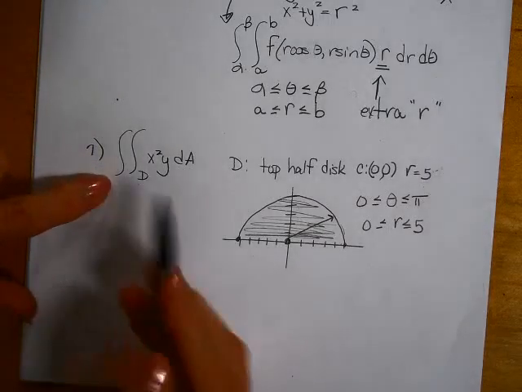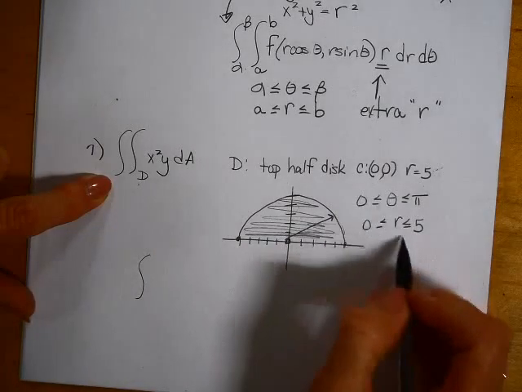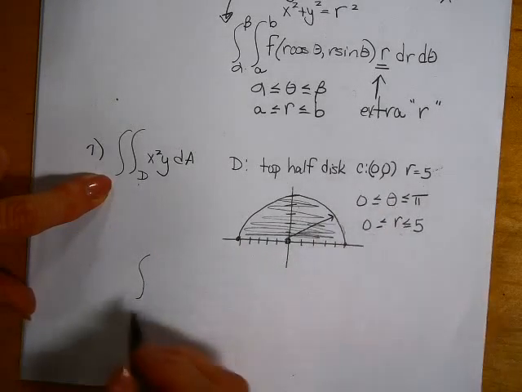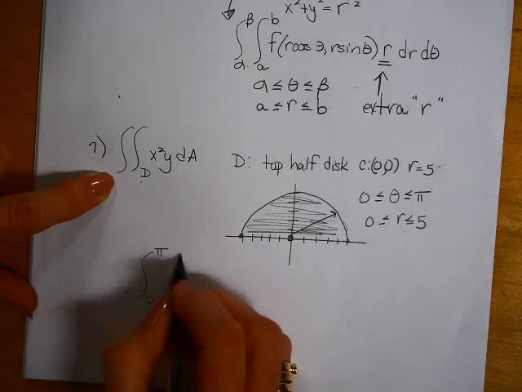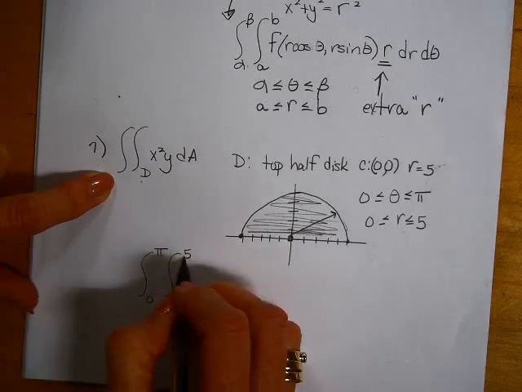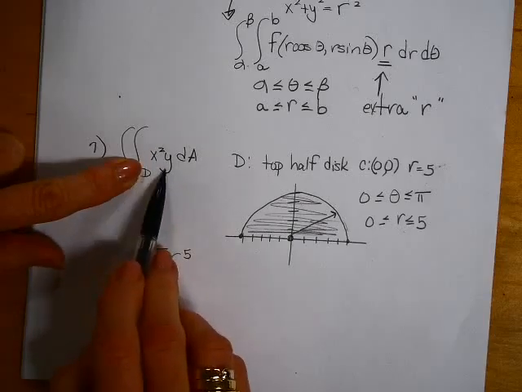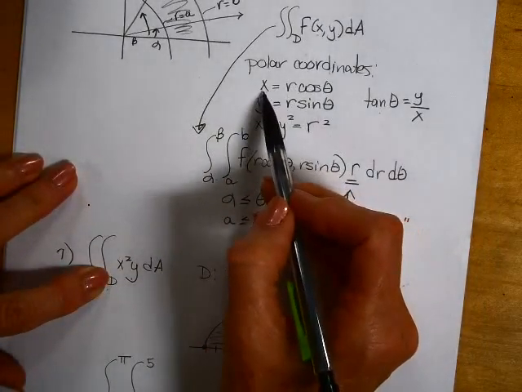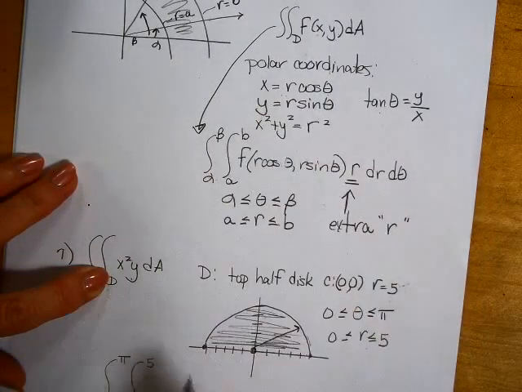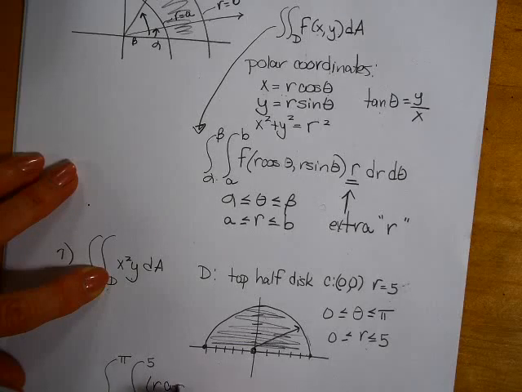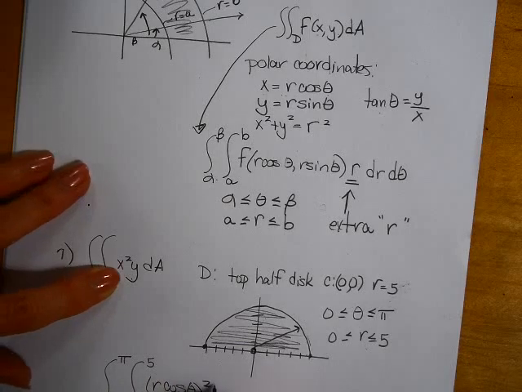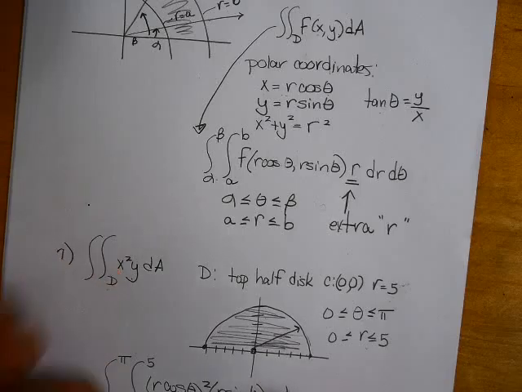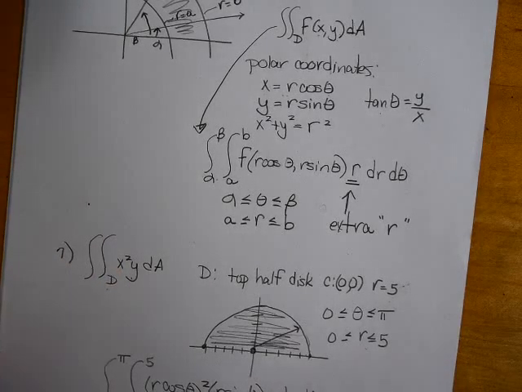So when you set up this integral, it doesn't matter which limit of integration you put on the outside because they're both constants. You could do 0 to pi on the outside, 0 to 5 on the inside. Now, you cannot leave the x squared and the y in here. These have got to be changed to polar coordinates. But you know x is r cosine theta, so x squared is (r cosine theta) squared, times y, which is r sine theta, times an extra r, times dr d theta.